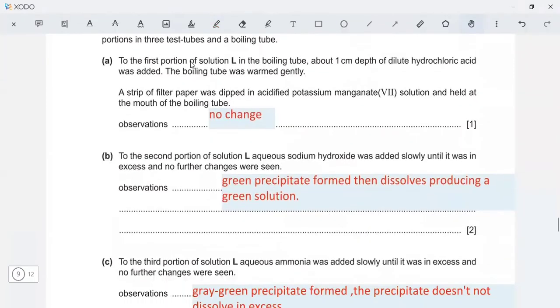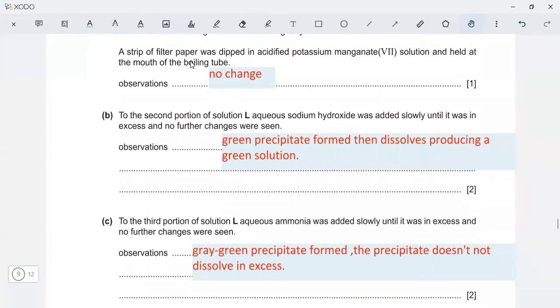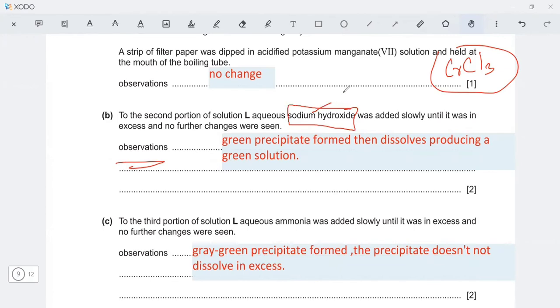Okay, next one is the second portion of solution L, sodium hydroxide. It was added slowly until it was in excess and no further changes were seen. So what are the observations? They're talking about chromium 3 chloride. Remember, the second portion of solution L, aqueous sodium hydroxide. This aqueous sodium hydroxide we use for the test of cation.